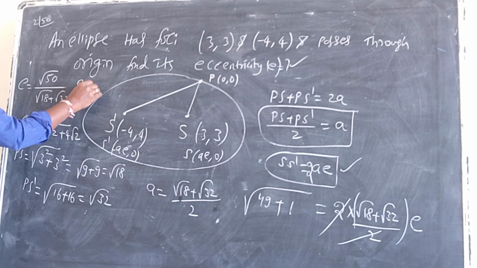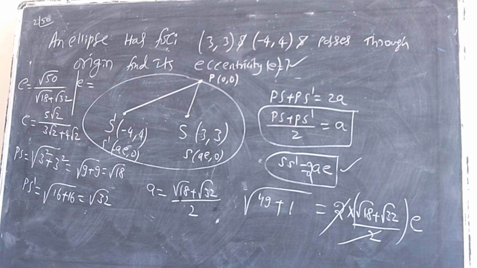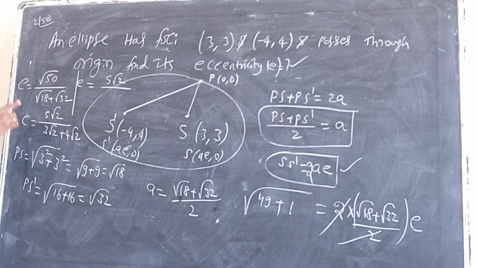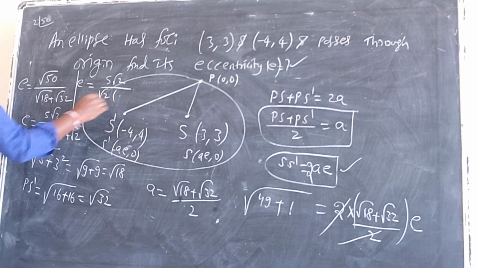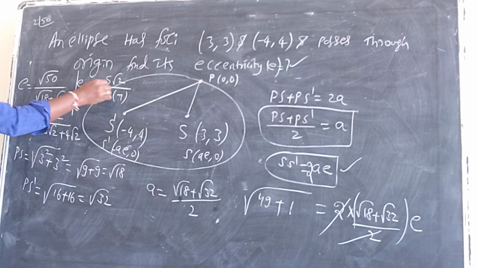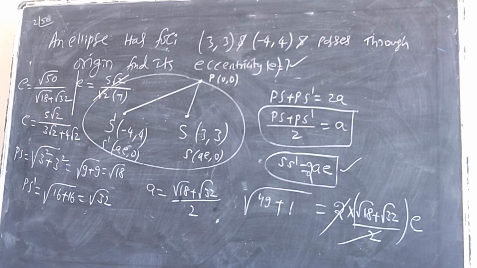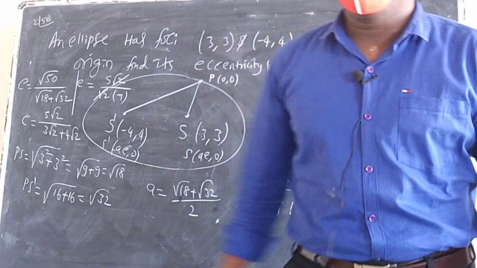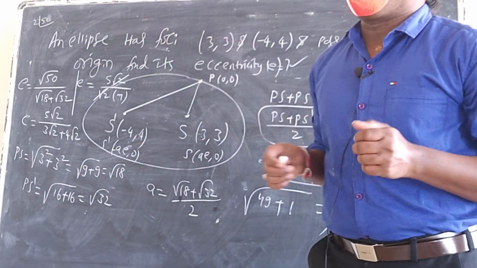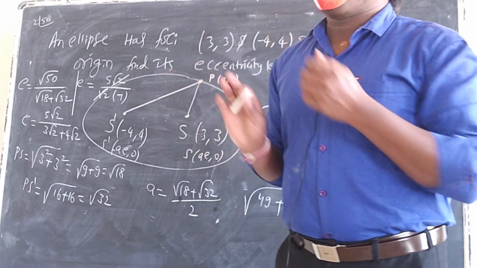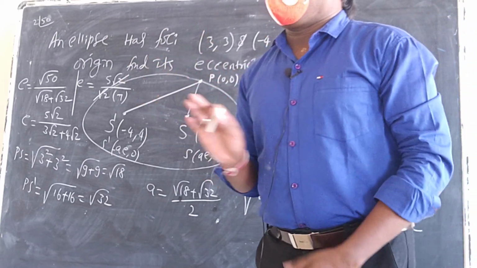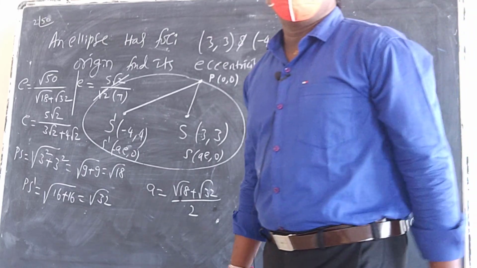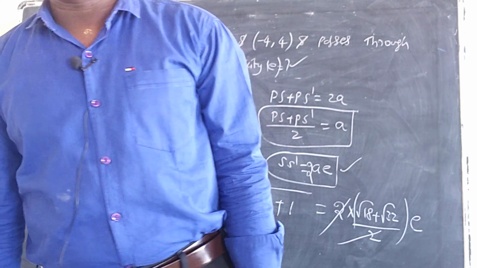So what eccentricity value do I get here? I can take root 2 common: 5 root 2 divided by root 2 times (3 plus 4), which is 7. Root 2 cancels. Eccentricity is 5 by 7. That is the answer. Finally, we derived the answer. Such questions are important; what I am explaining are all important questions. So note down all the things. We'll see the next questions.